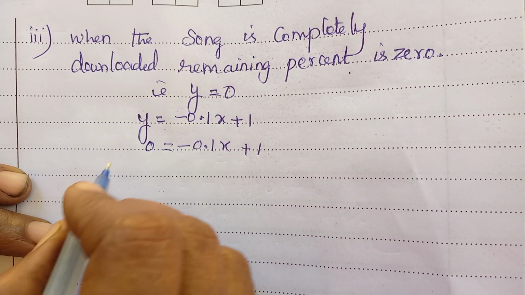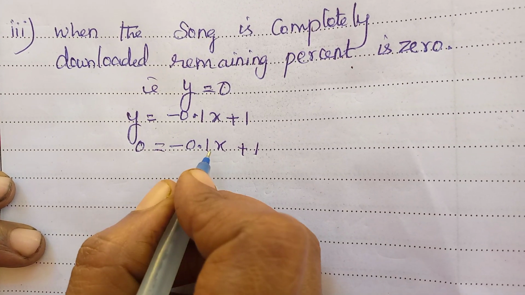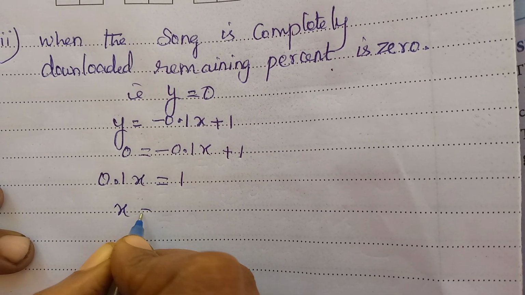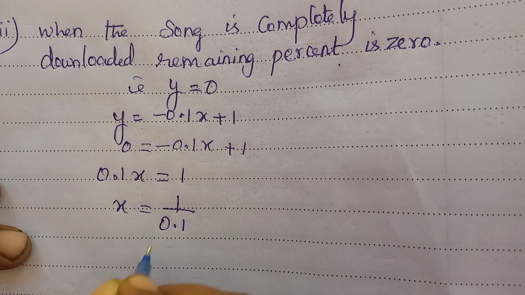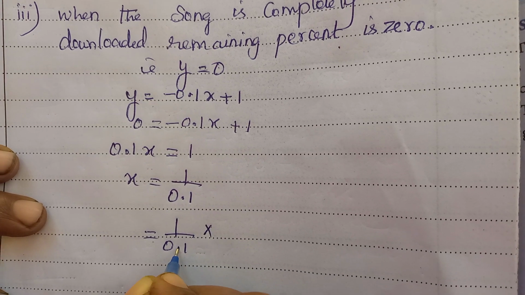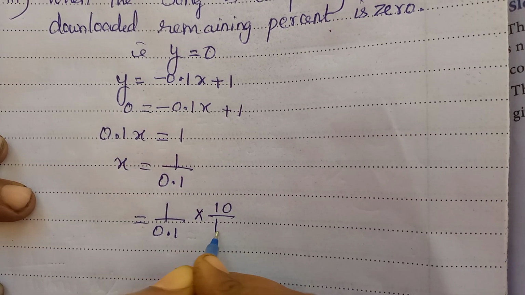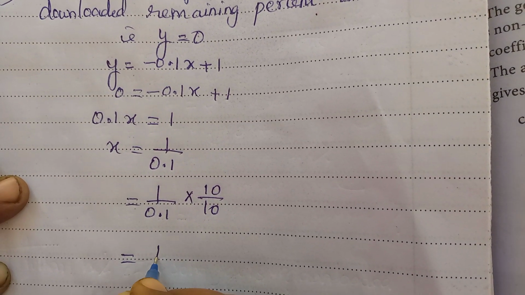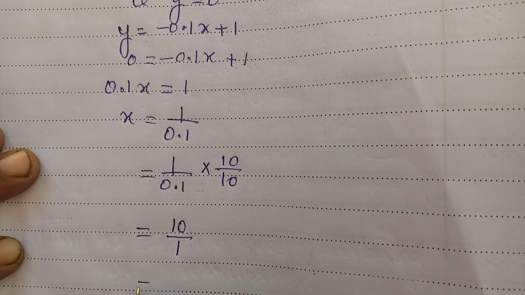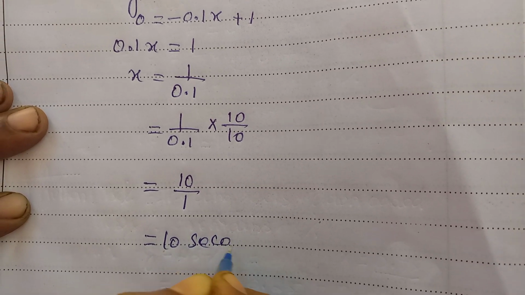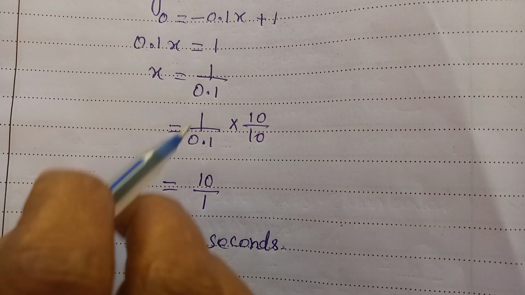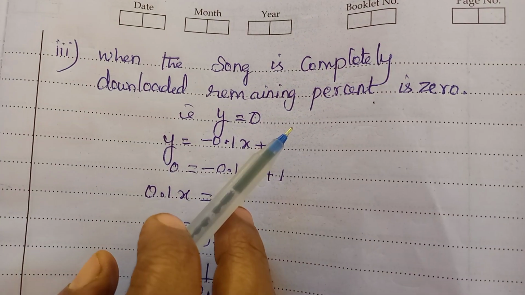From here bring the x term here. So minus 0.1x becomes 0.1x equal to 1. From here x is equal to 1 by 0.1. To cancel this decimal, here only one digit is there, so up and down multiply by 10. We get 10 by 1, that is 10 seconds. So it will take 10 seconds to completely download the remaining percentage.